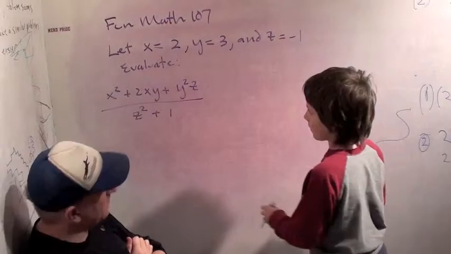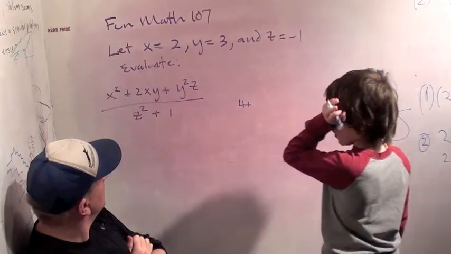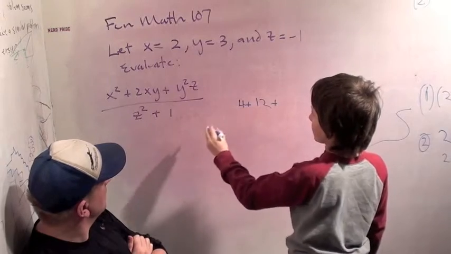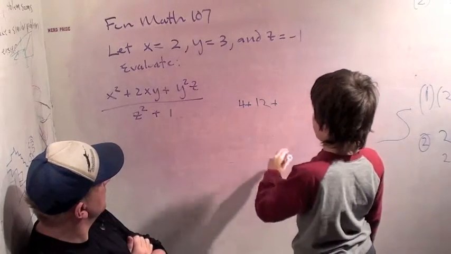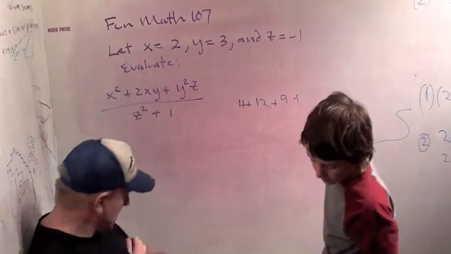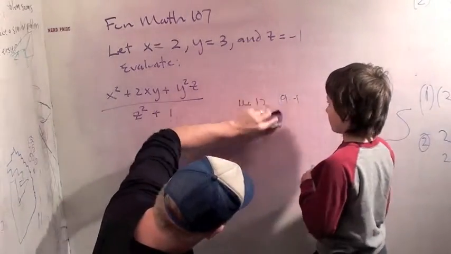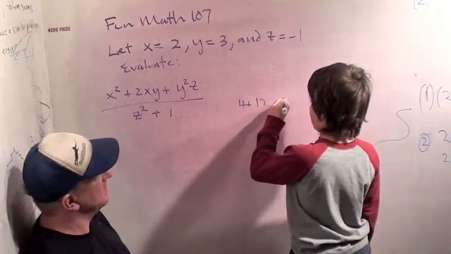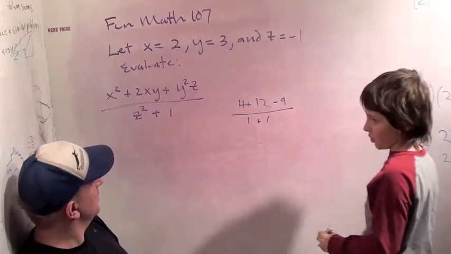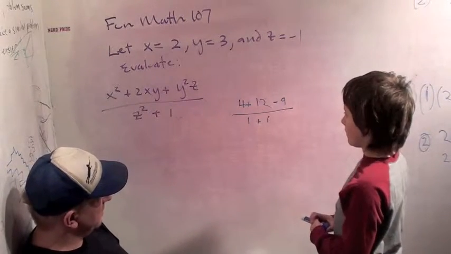All right, give it a shot. Well, it's 4 plus 2 times 2 times 3, which is 12, plus y squared, which is 3 squared, 9, times minus 1. Let's just write it as minus 9. Over 1 plus 1, just 2. Where did this 1 come from? Minus 1 squared.